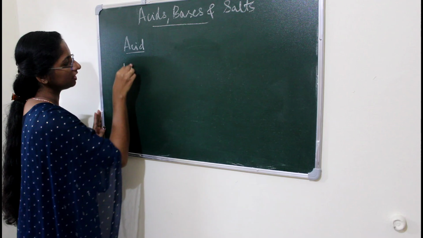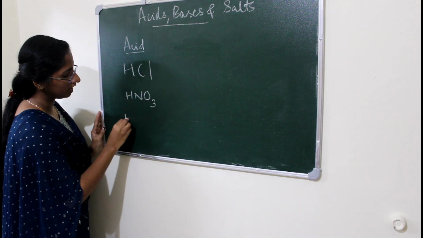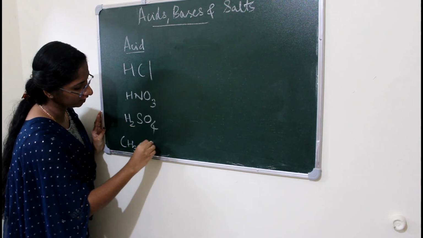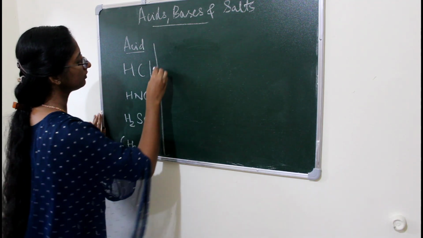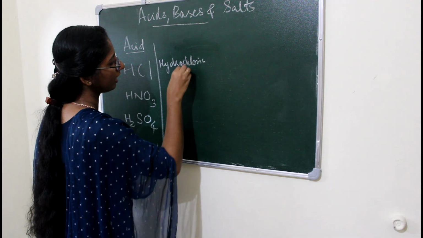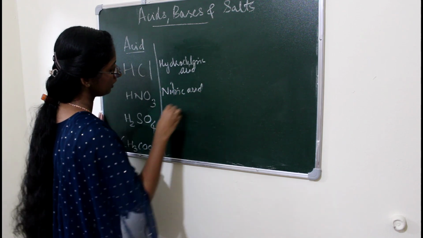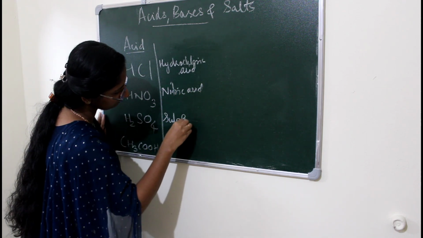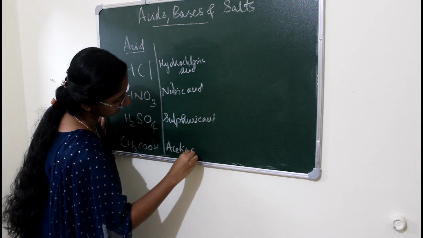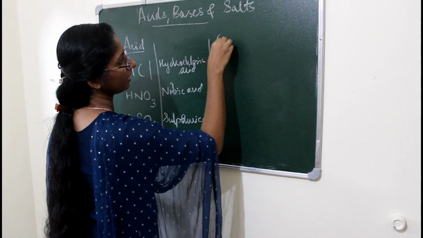the examples for acids are HCl, hydrochloric acid, HNO3, nitric acid, H2SO4, sulfuric acid, CH3COOH, acetic acid. Okay, hydrochloric acid, nitric acid, sulfuric acid, and acetic acid. Okay, so here we will write the cations and anions in it.